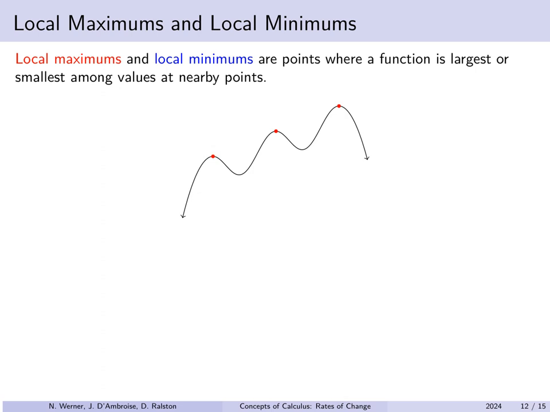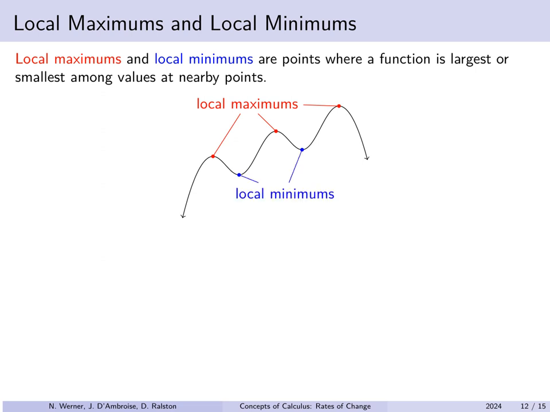It's not what we call a global maximum. It's not a maximum for the entire function. It is a local maximum. It's the largest value if I only look nearby to that point. So all three red points are local maximums. And these two blue points here are local minimums.